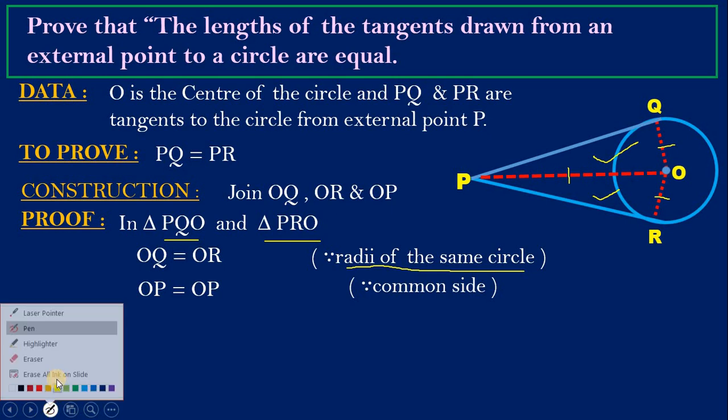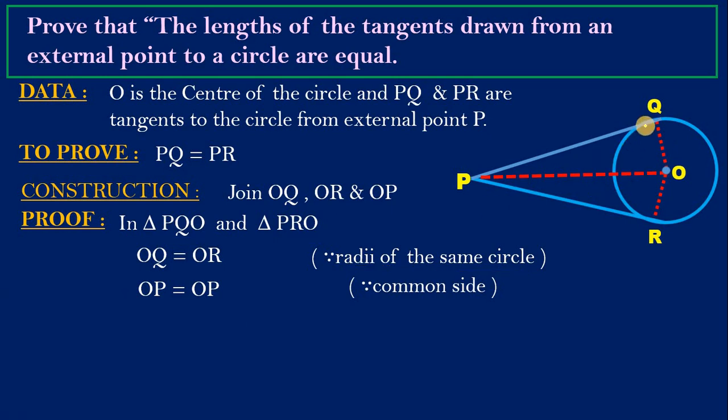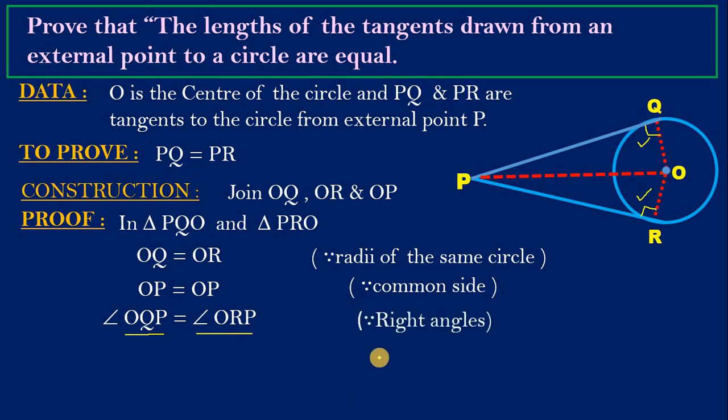Next, this angle OQP is equal to ORP. These two angles are equal. Just now we have proved in the last theorem why these two angles are equal. These two angles are perpendicular to the tangent. These two angles measurement will be equal to 90 degree. The radius is perpendicular to the tangent. Hence these two angle measurement will be 90 degree. Hence these two angles are equal. Angle OQP equals to angle ORP. The reason is right angles.